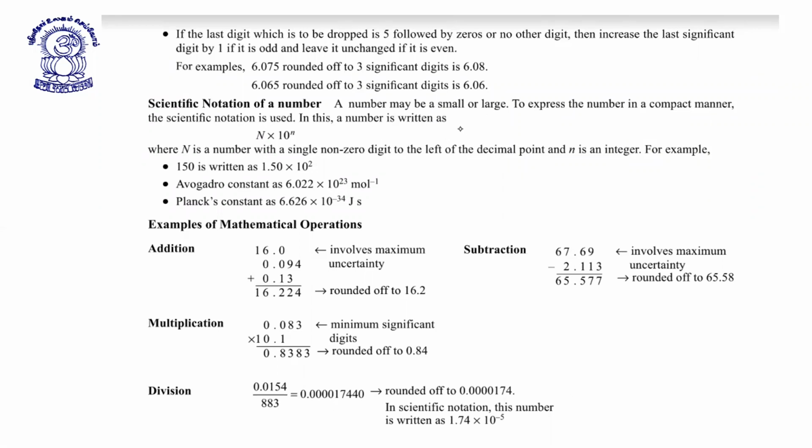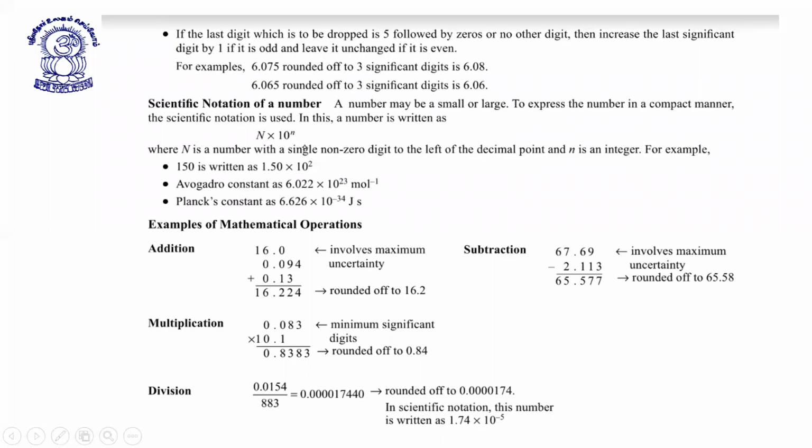Now, scientific notation of a number. A number may be small or large. To express a number in a compact manner, scientific notation is used. In this, a number is written as N times 10 to the power of n. So all the numbers can be converted into powers of ten. So for example, 150 is written as 1.5 times 10 to the power of 2. Avogadro constant, already I told you, 6.022 times 10 to the power of 23. Planck's constant, 6.626 times 10 to the power of minus 34 joule second.